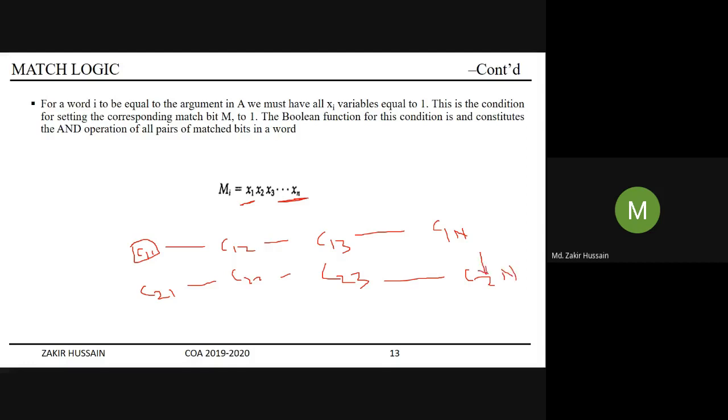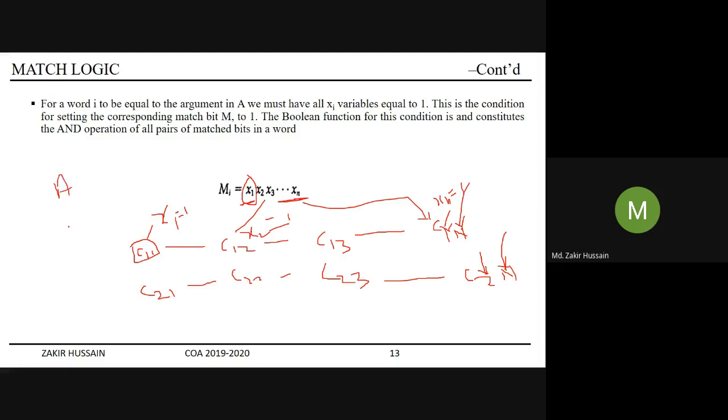This is the second word, and this is the first word. How many bits are there in the first word? N bits are there. So every corresponding bit here: this is for X1, this is for X2, and likewise this is for X3. So if this is 1, and this is also 1, and this is also 1, meaning what? All are matched, right? All are matched.